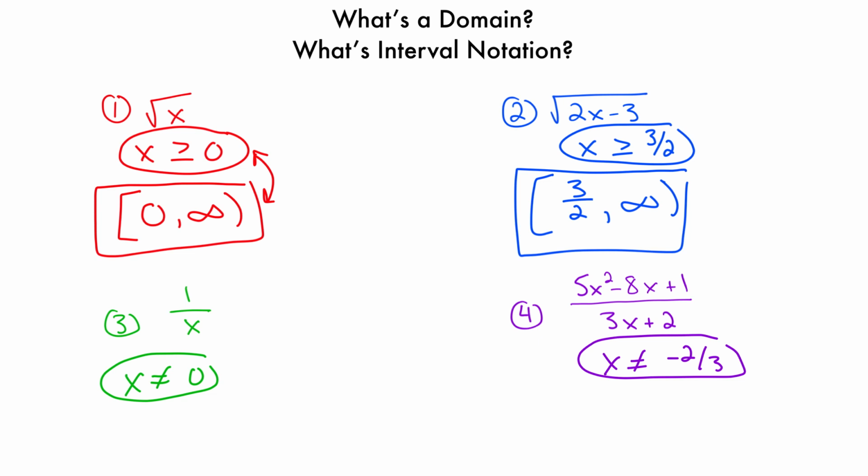Starts getting a little more spicy with problems like number 3. Number 3, I want every single number except for 0. So in fact, I'm going to start at negative infinity and go all the way to 0. I cannot include negative infinity, so I'm going to put a parentheses. 0 is not a number I include, so I'm going to put another parentheses.